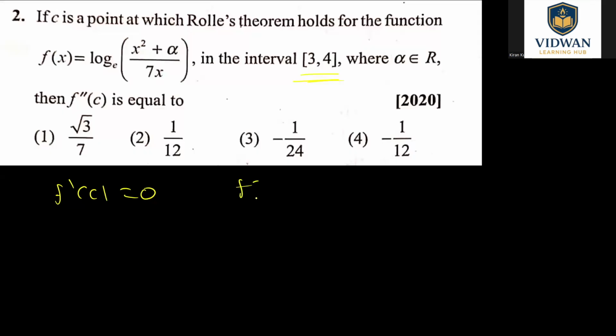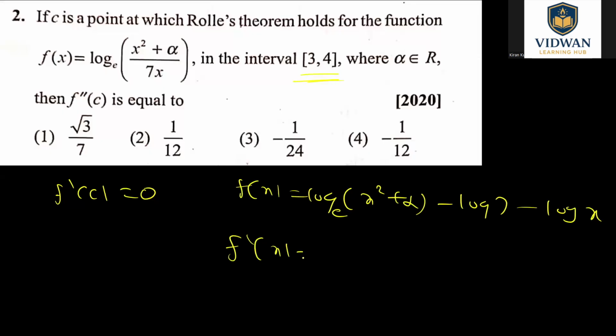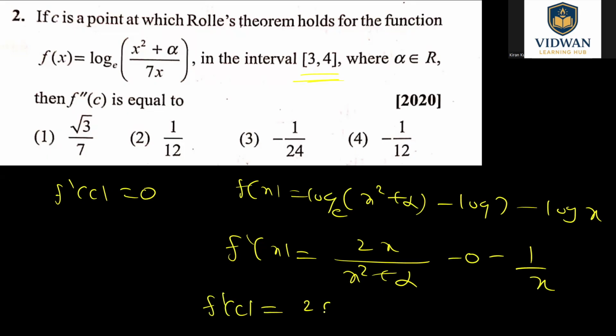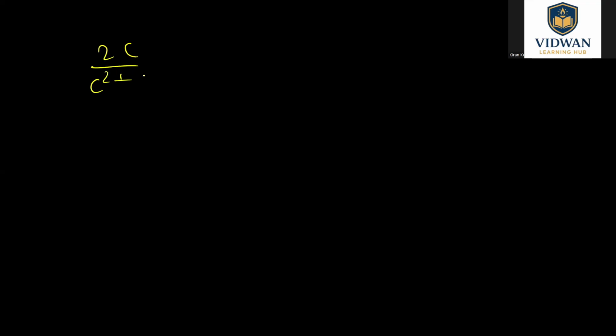First you can write that function f of x as log of x square plus alpha minus log of 7x, which you can write as log 7 and log x separately. So f dash of x, when you write down, the differentiation of log will be 1 by x square plus alpha, and differentiation of x square plus alpha is 2x by chain rule. For log 7, differentiation is 0. Log x, it is 1 by x. So this is f dash of x. So f dash of c means you will replace x with c. So 2c by c square plus alpha minus 1 by, what is this x now? c. So this is equal to 0. So we'll be getting 2c by c square plus alpha equal to 1 by c.